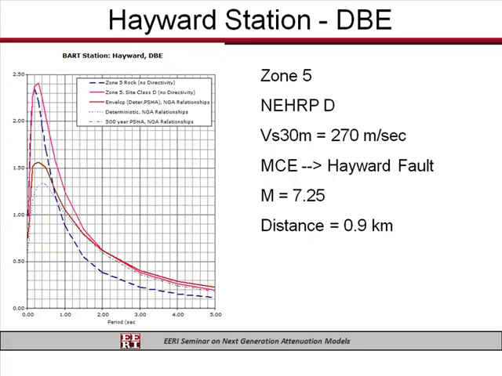You can see that the maximum considered earthquake for this station is a 7.25 magnitude earthquake on the Hayward Fault at a distance of roughly 1 kilometer, 0.9 kilometers. The VS30 for this site was estimated to be 270 meters per second, which of course would fall into the NEHRP D site category. And this is my only plot I'm going to show of spectra in a linear format. I'll move to my next set of figures in log-log plots, and I hope I don't lose too many people in moving to a log-log plot.